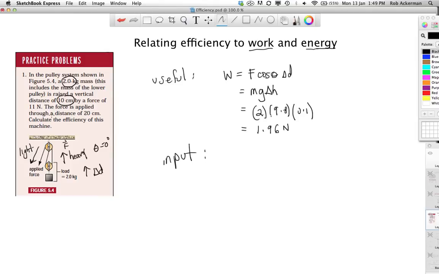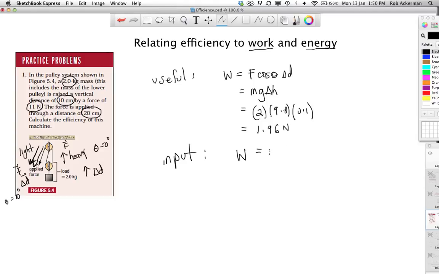And the answer is found in the problem here. How do we do this? It says we're lifting a 2 kilogram mass. The lower pulley is raised a vertical distance of 10 centimeters. This is done by exerting a force of 11 newtons. This is what I pulled with through a distance of 20 centimeters. So the input work, of course, I pulled in this direction. That was the force. And I moved the string, rather, in that direction. So once again, I have a cosine of 0 degrees.